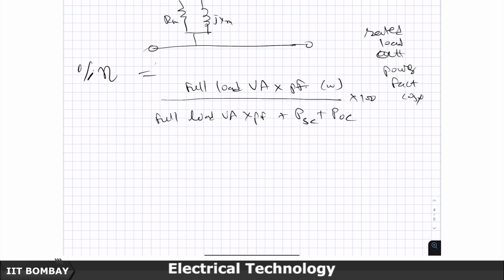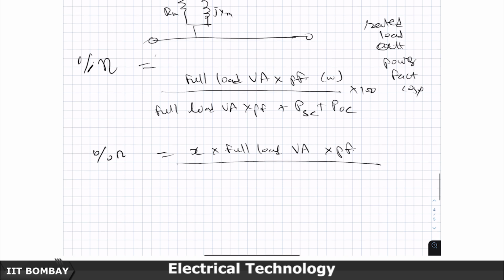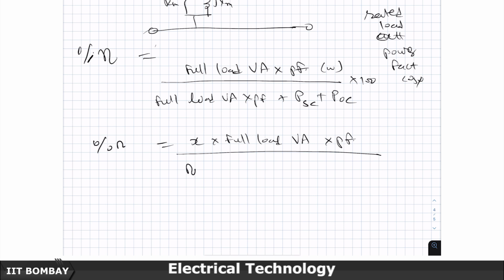And now suppose you say I am running it at only 50% load or 75% loading condition, which means the volt amperes that it is drawing is only half of the rated value, or 0.75 times the rated value. Then if you want to know the efficiency there, the numerator, which is the output in this particular case, suppose it is running at x times the rated value, will be x into full load volt amperes into power factor, divided by the output, which is again the full load volt ampere into power factor.